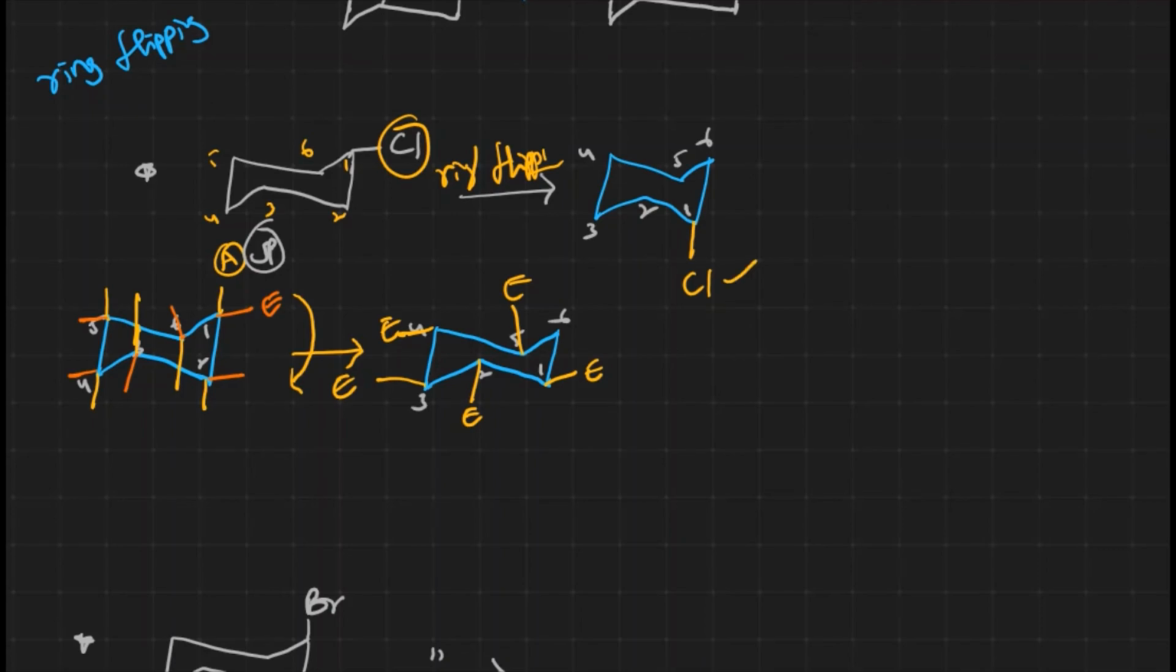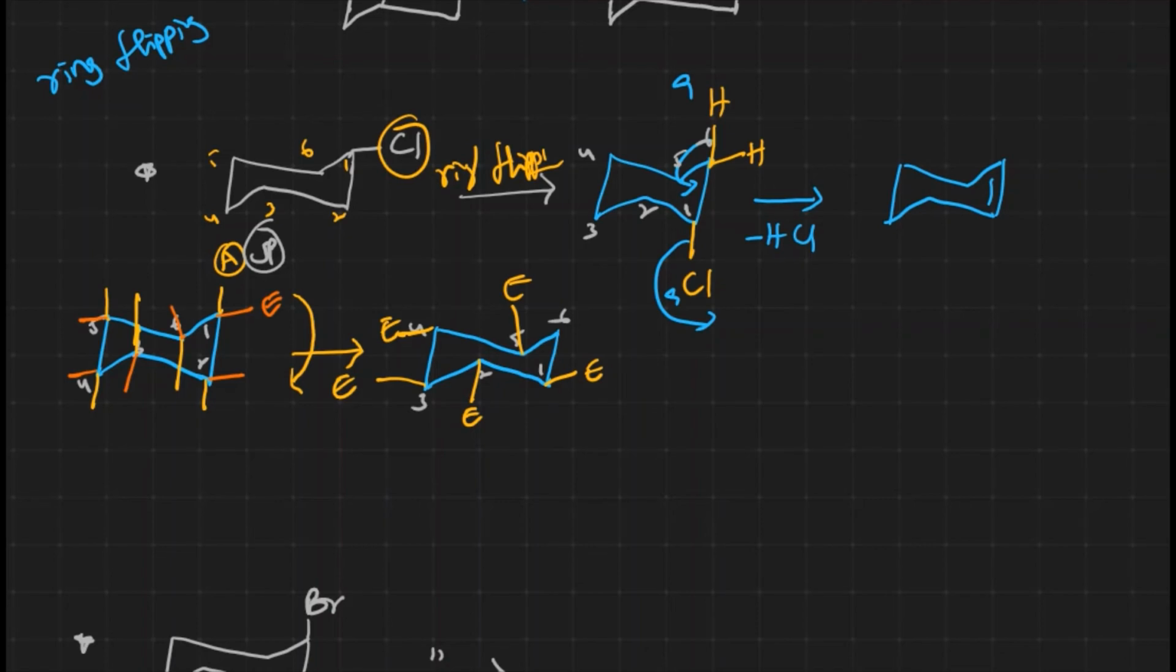When one ring flipping takes place, what happens? The equatorial chlorine is becoming axial over there, right? Now, we can expect elimination reaction over there. Why elimination reaction? We know that diaxial elimination takes place, right? Diaxial position elimination readily takes place over there. Then what happens? Dehydrohalogenation takes place. Formation of alkene takes place here because of ring flipping over there.